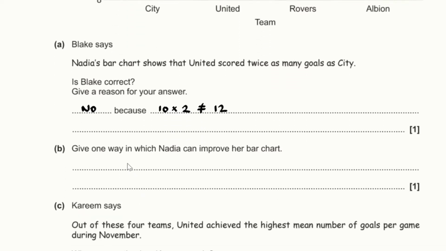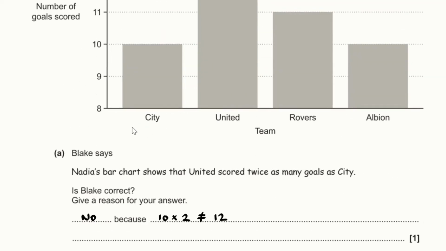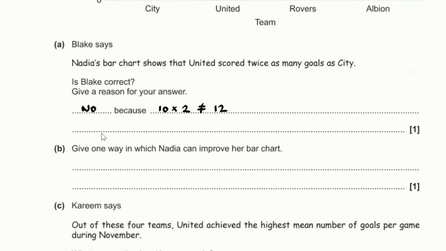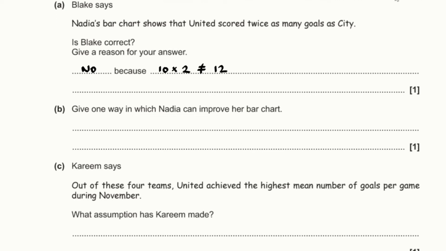Part B, give one way in which Nadia can improve her bar chart. Well, if we take a look here, it starts at 8. So one improvement is we could start the vertical scale from 0.